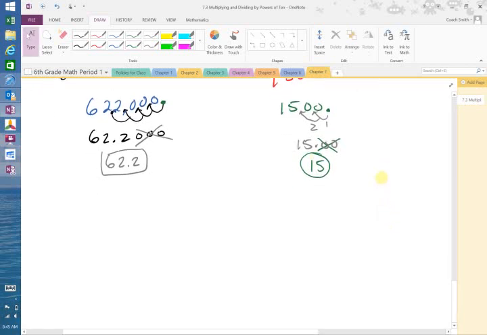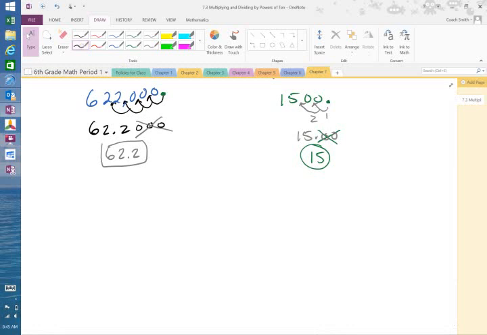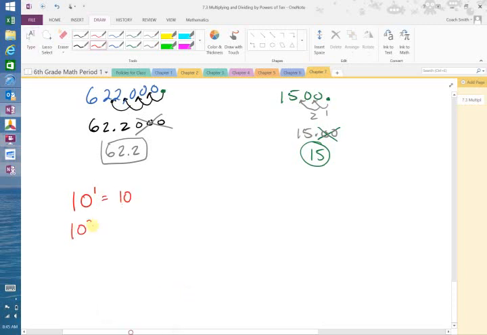Okay. Now, I've got to throw a little fly in the ointment here. You always hate flies in your ointment. But let's remember back. We've already sort of talked about this, but I've got to remind you of it. We said that 10 to the first power is equal to 10. We said that 10 to the second power is equal to 100.